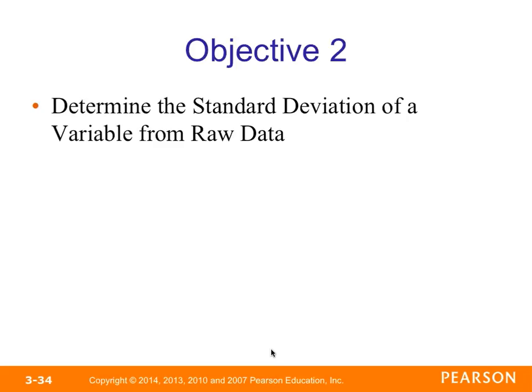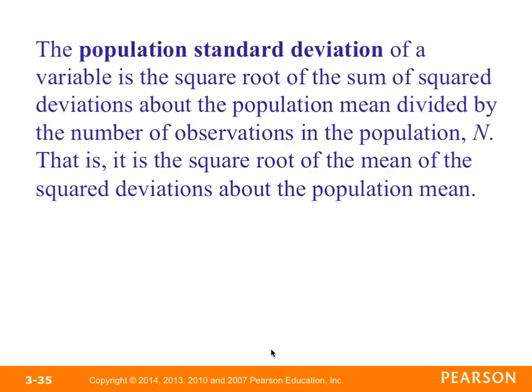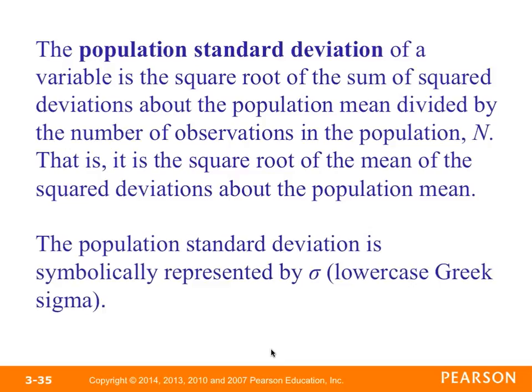Okay, now if we want to determine the standard deviation of a variable from raw data, I would suggest that when you're actually doing this, you use technology, which I can talk about in just a minute, but let's go through the formulas that we have here. So the population standard deviation of a variable is the square root of the sum of squared deviations around the population mean divided by the number of observations in the population, which is n.